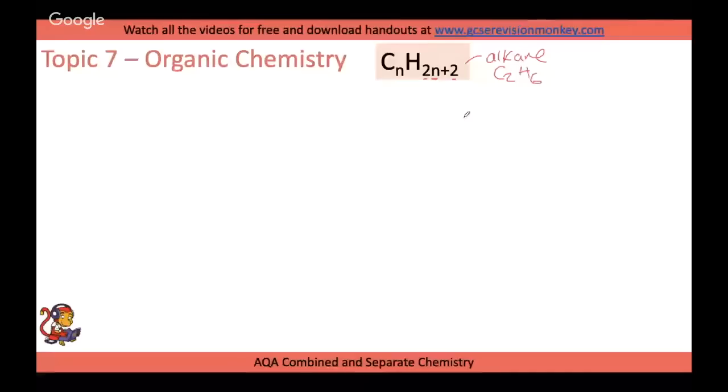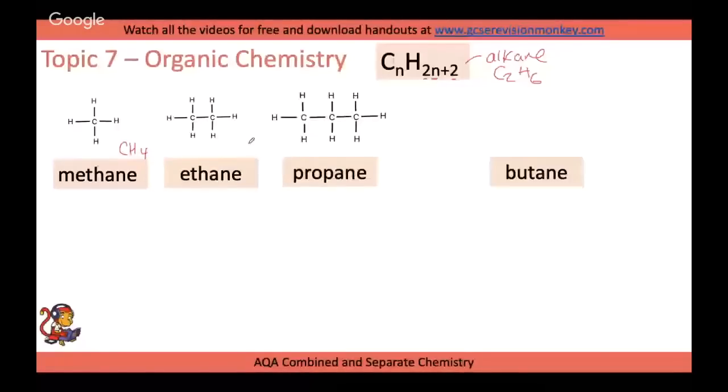Let's look at the ones you need to know then. You need to know methane, that's CH4, ethane, propane, and butane. So monkeys eat peanut butter is one way to remember the order. Methane has 1 carbon, ethane is C2H6, and that has 2 carbons. Propane has 3 carbons, so that's C3H8.